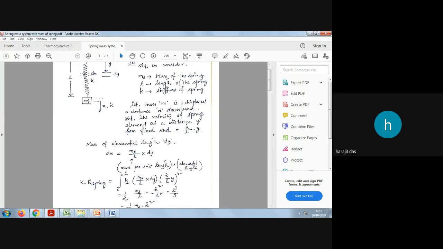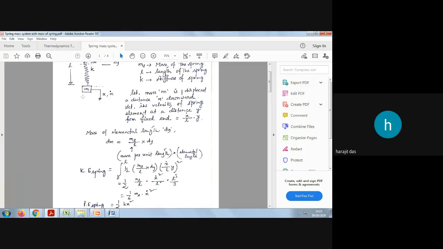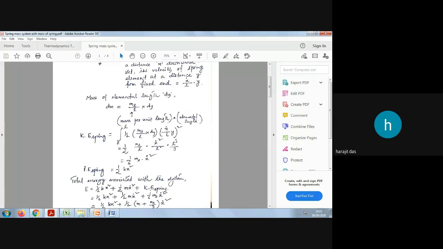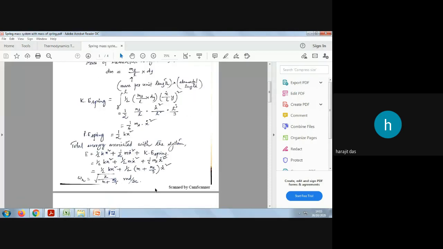This m is dominating over this ms, isn't it? Because it has some mass. It may be 2 kg, and here it may be 10 gram, or here it may be 50 gram. So we need to write down the kinetic energy for this main primary mass, half mx dot square. Then the kinetic energy of the spring is 1/6 ms x dot square.